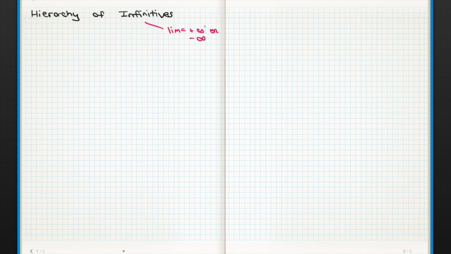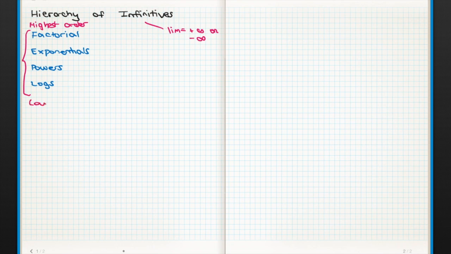And they're grouped into four categories. The first category is a factorial, which is really only one case that you'll see. Then we have the exponentials, then the powers, and then the logs. So right now these are listed in order from highest order to lowest order. And we're talking again about sequences that tend to plus or minus infinity.